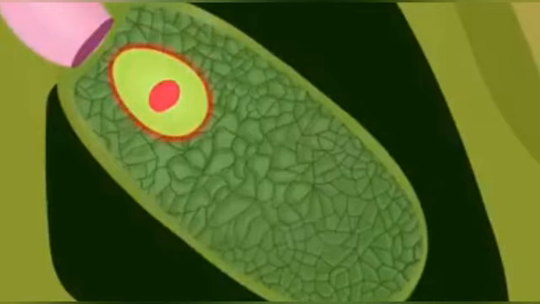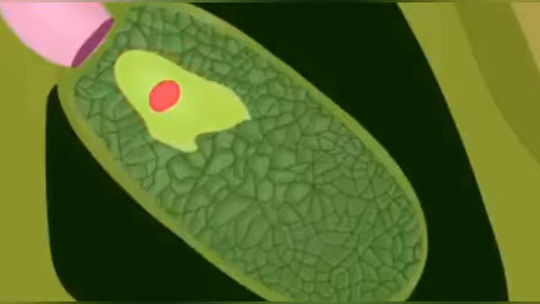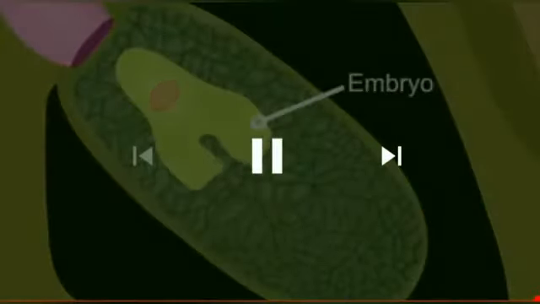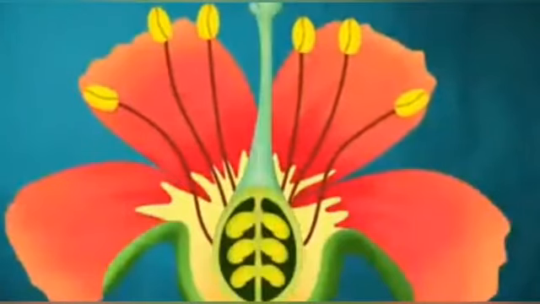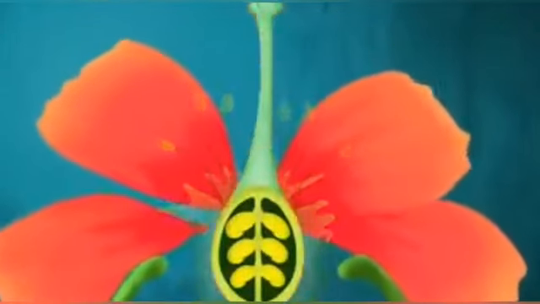The zygote formed after the fertilization then divides several times to form an embryo inside the ovule. The ovule develops a tough coat and changes to a seed. The ovary, on the other hand, ripens and forms a fruit around the seed.